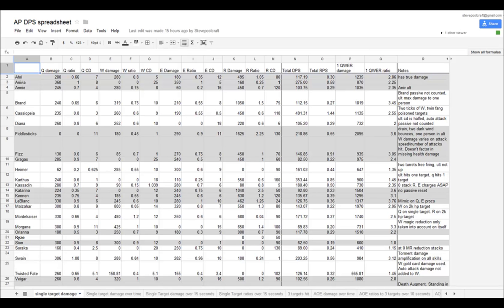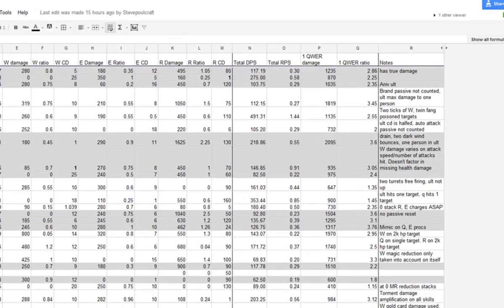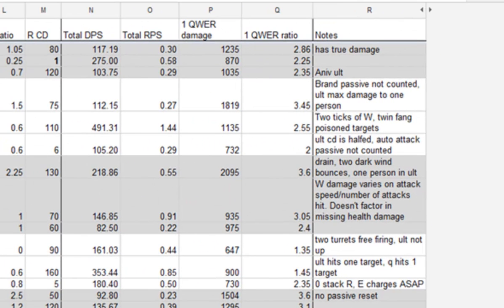One simple way to look at the damage and AP ratios of champions is to look at how much damage they do in one rotation: 1 Q, 1 W, 1 E, and 1 R. You can see that in column P and column Q. This tells you how much damage each champion does with one spellcast of each spell.